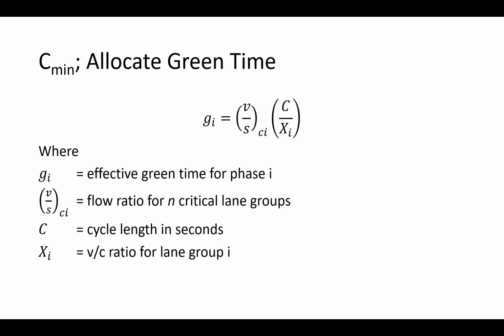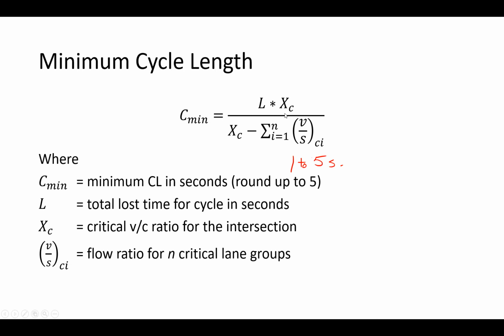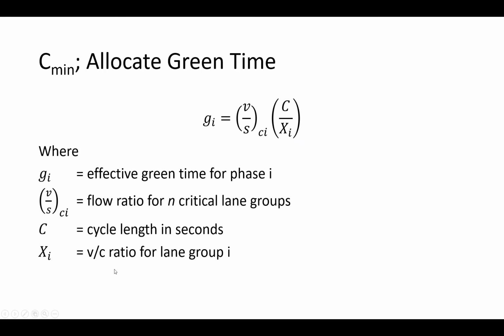And so that's what this comes into. This is the effective green time, it's little g, effective green time for each phase. For that effective green time for a phase, like phase 1, you use this V over S ratio from your critical lane in that phase, times the cycle length that you just picked, divided by the V over C ratio that you want for that intersection, your X here. Sorry, this one's for the intersection as a whole with the C. This is your V over C ratio for that lane group that you were looking for.